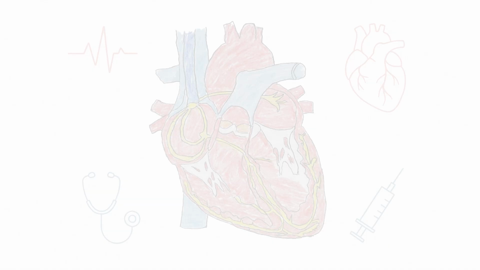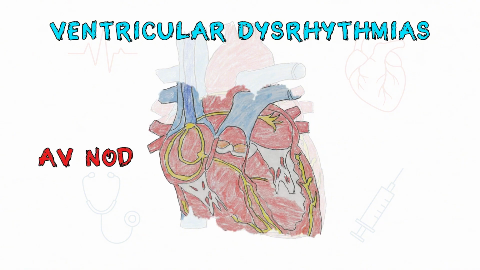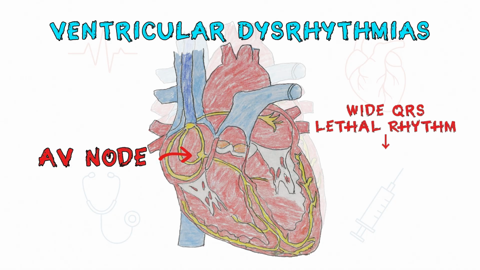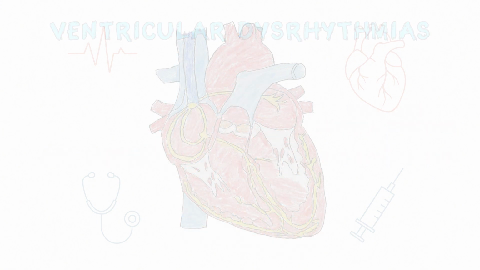So, let's begin. Ventricular dysrhythmias. These are the most serious rhythms in cardiology, because they originate below the AV node, in the ventricular myocardium or the His-Purkinje system. Whenever electricity is spread abnormally through the ventricles, the QRS complexes become wide and bizarre, and the rhythm can quickly become lethal. Let's start with the gateway rhythm of the ventricles.